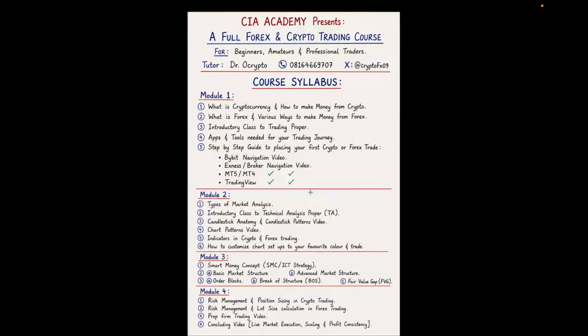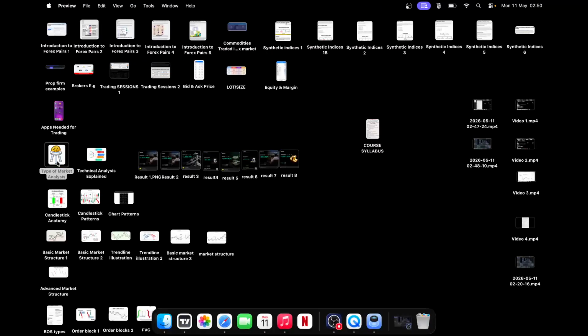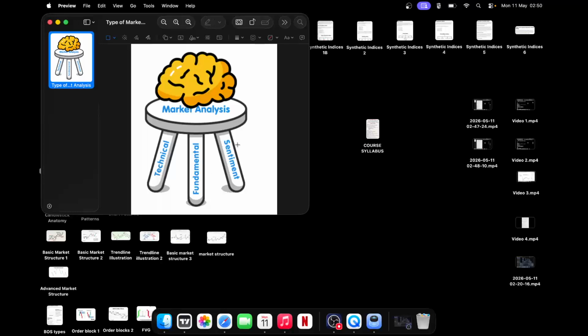So we now have different types of market analysis. We have technical analysis, we have fundamental analysis, and we have sentimental analysis. But all this analysis too is just a system. This is just like a table. You understand? You still need to apply your brain to it for you to function very well.